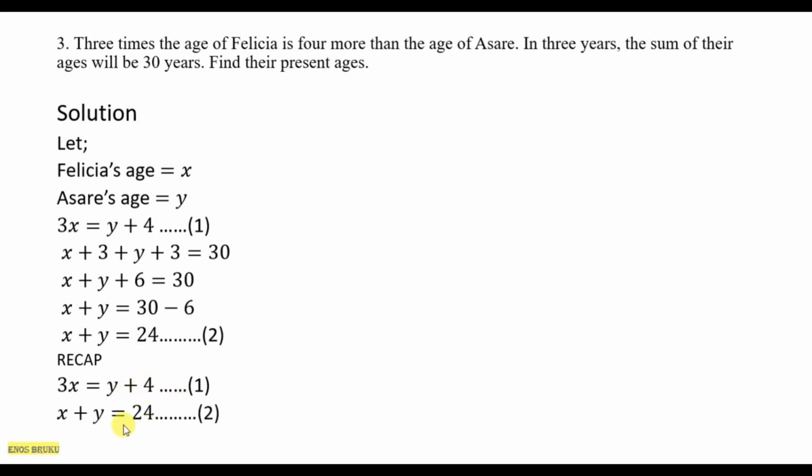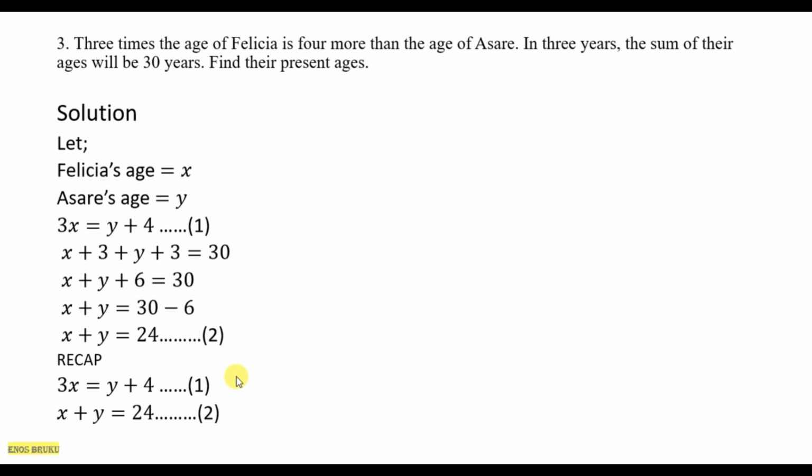The second equation gave us x plus y is equal to 24. So what do the two equations have in common? They both have the x and the y and some constant. Okay, so this is a simultaneous equation. We have two scenarios involving two variables. If we can solve these equations simultaneously, then we can deduce the answers for Felicia's age and Asari's age.